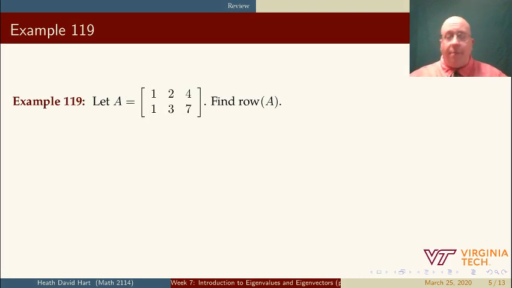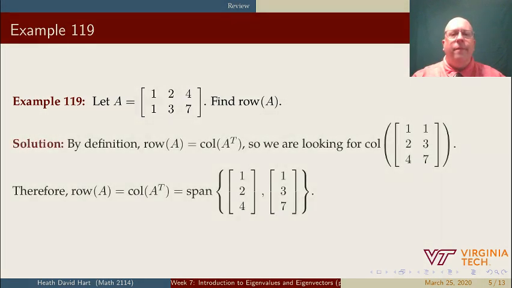Another thing we talked about before spring break were the idea of column space and null space and row space. If I have this matrix and I want to find the row space, that is the same as the column space of the transpose. And we transpose the matrix by writing the rows going straight down instead of going across. And so the first column becomes 1, 2, 4, and the second column becomes 1, 3, 7. And we can find the column space by just spreading this matrix out into 2 separate vectors and taking the span of those 2 vectors.